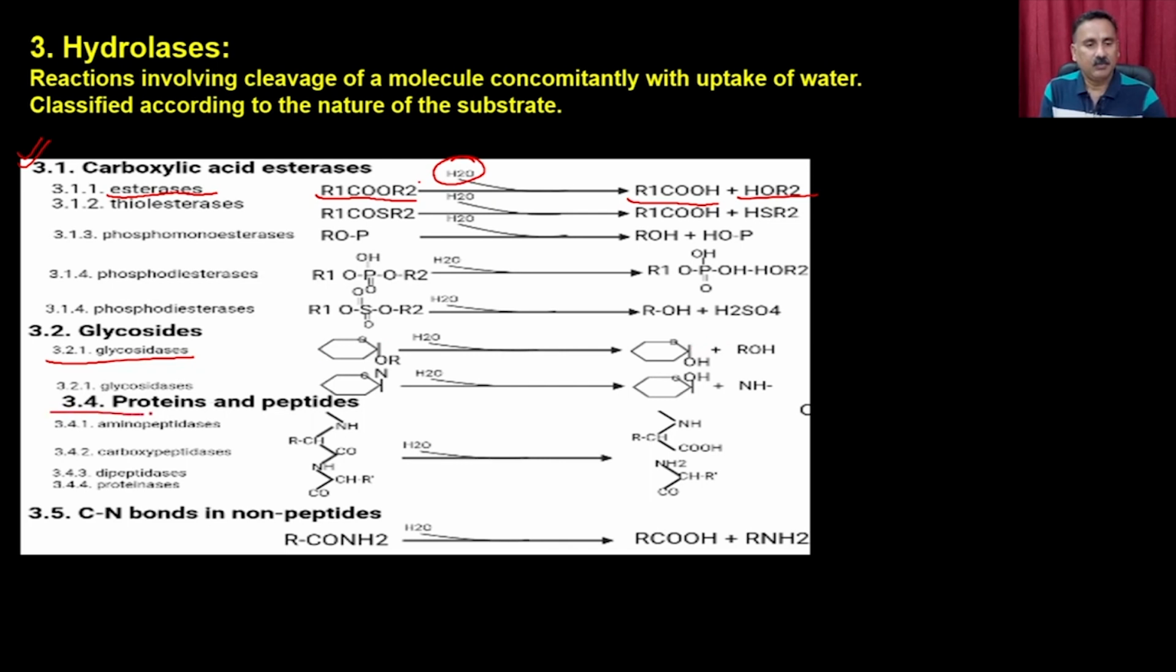Similarly, we can have the proteins and peptides, 3.4. So aminopeptidases, carboxypeptidases, dipeptidases, proteinase peptidases. Depending on this, they are going to act on different types of substrates. And then we are also going to have the CN bond in the non-peptide bond, and that's also going to work. So how are these enzymes working, how are they acting on the different substrates and cleaving the bonds?